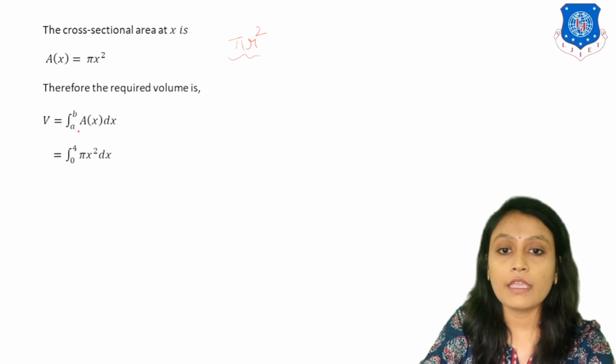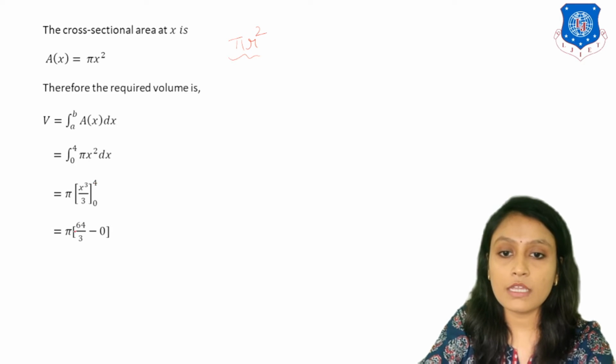Now, A of x is what? Pi x squared, substituted. Now, take pi outside the integration and integrate it. So you will get x cube upon 3 and the limits are 0 to 4. Substitute the limit. In place of x, we substitute 4. So you will get 64 by 3 minus 0. Simplify. So you will get the answer as V equals 64 pi upon 3 centimeter cube.